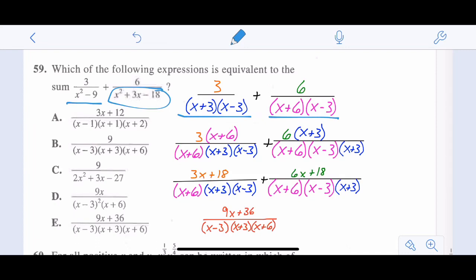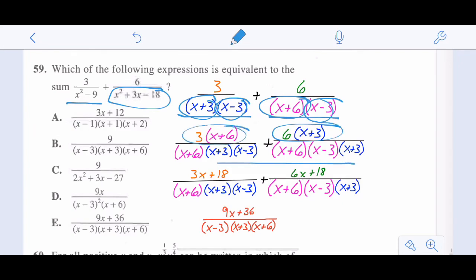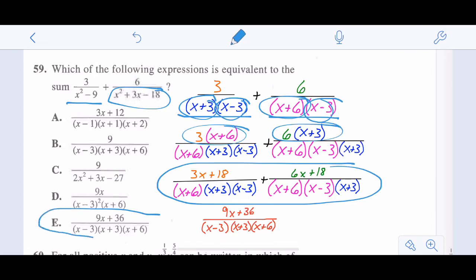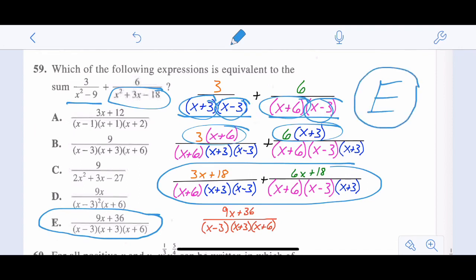Then you have to get a common denominator, which means you already have an x minus 3 in each one. So you've got to multiply one side by x plus 3 and the other side by x plus 6. And then you've got to do the same thing to the top and the bottom. And so what you end up getting is this expression here eventually. And you've got to add the terms together. So you eventually end up getting 9x plus 36 on top and x minus 3, x plus 3, x plus 6 on the bottom, or choice E. It's not a terribly hard question. It's just an annoyingly long question for number 59.